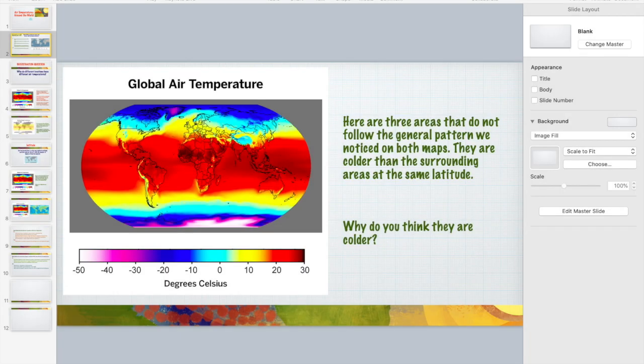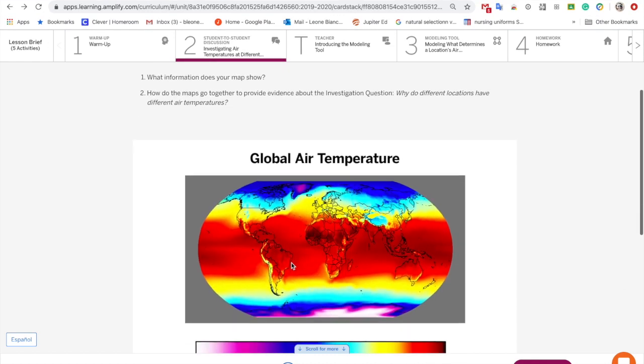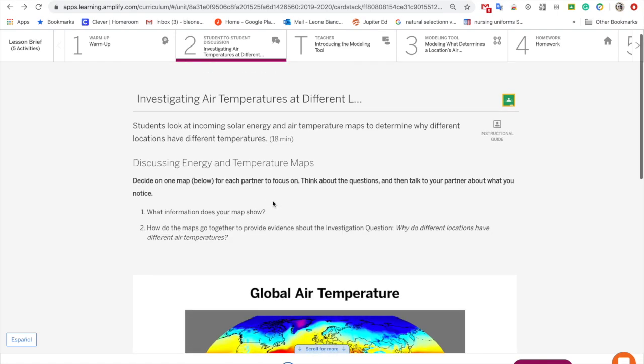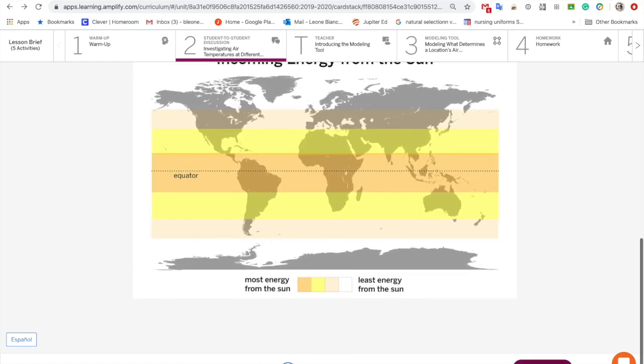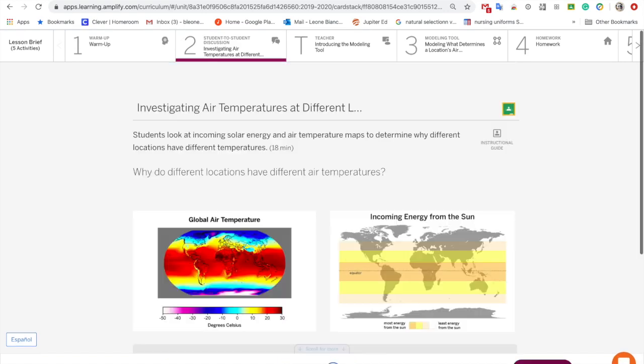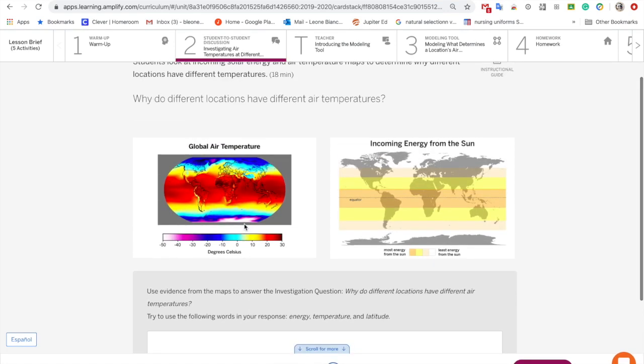Now, I'm going to go to the Amplify website. So now you've seen both of these website pictures. I would like you to click Next. And again, Next. And answer this question right here. It says, why do different locations have different air temperatures?